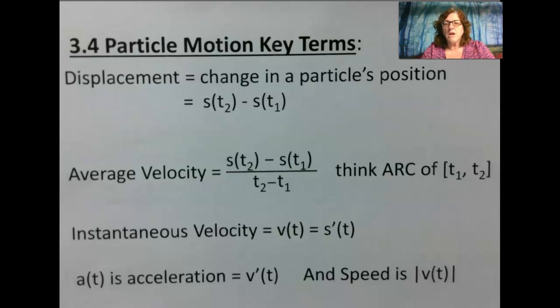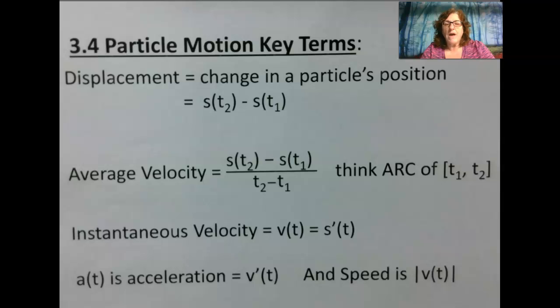So just to recap what we talked about the other day, the first term that we used was displacement, and displacement is no more than the change in a particle's position over a certain interval. So here, for a time t1 to t2, we're just going to subtract the position at t2 minus the position at t1. Next we have average velocity.